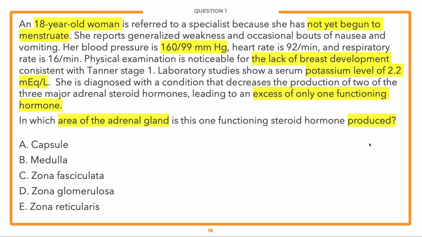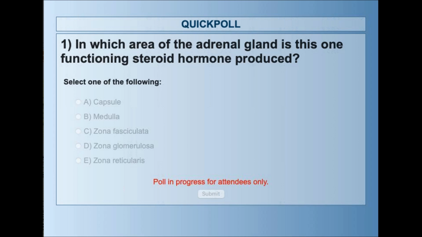Option E, zona reticularis. Option D, zona glomerulosa. Option C, zona fasciculata. Option B, the medulla, or option A, the capsule. Okay, so different parts of the adrenal gland, which area shows that the steroid hormone is being produced the most? So why don't you guys pick an answer, and we're going to walk through it and explain each one.